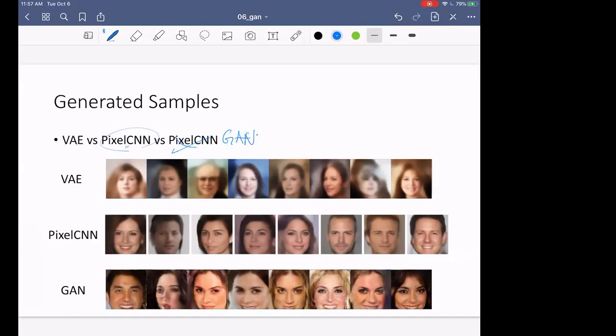If you're using vanilla VAE, and there are a lot of VAE variants out there as well to improve the quality of the generated samples, but if you're using just vanilla VAE, vanilla PixelCNN, vanilla GAN, then the GAN shows the best performance. When I say best, I mean the sharpest image. VAE typically generates a very blurred image. That's an artifact coming from using the reconstruction loss. Using the mean squared error leads to generating blurry images like this. It's all blurry. Compared to that, GAN generates very sharp images.